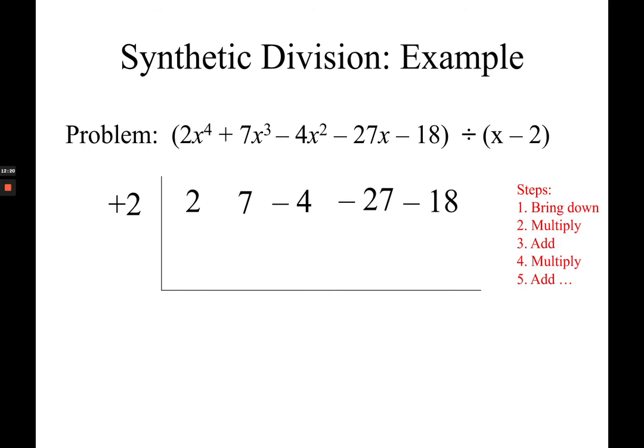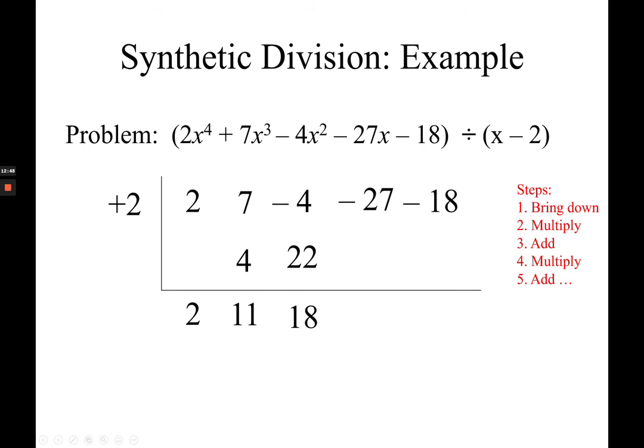Now let's begin with the steps of the cycle of the synthetic division. Bring down your first number, 2. 2 times 2 is 4, add it to 7. 7 plus 4 is 11. Now multiply. 11 times 2 is 22, add it on and get -4. -4 plus 22 is actually 22 minus 4 is 18.